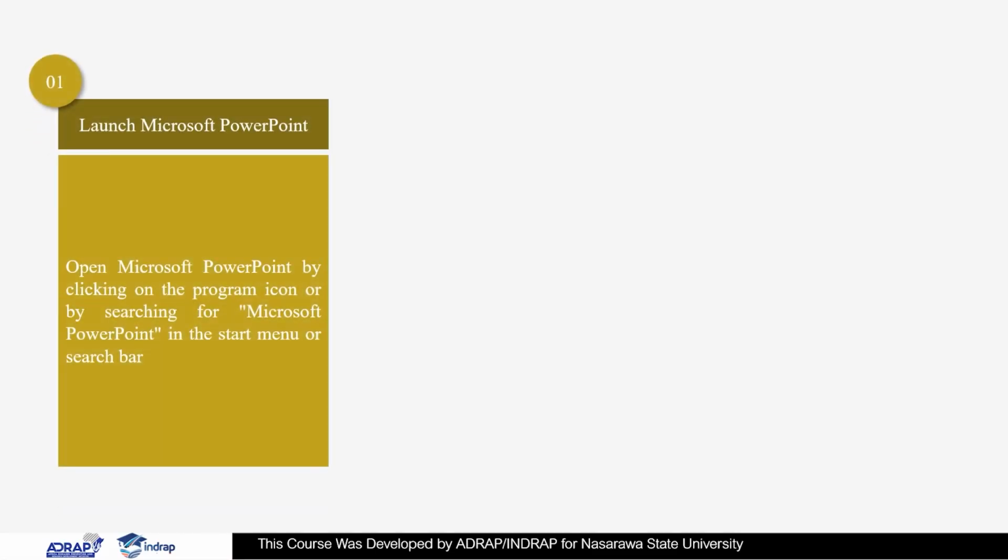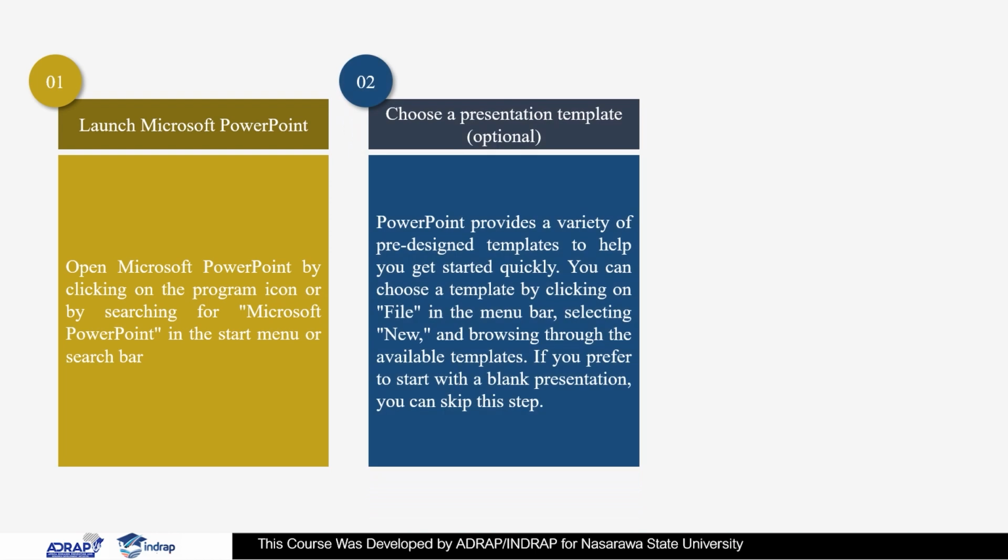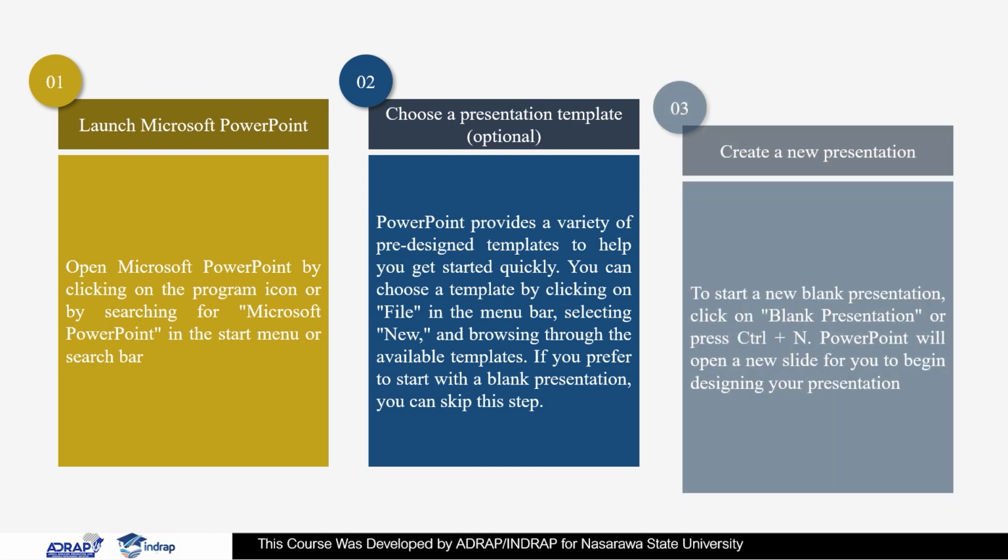Launching PowerPoint. Open Microsoft PowerPoint by clicking on the program icon or by searching Microsoft PowerPoint in the Start menu or search bar of your computer. Choosing a presentation template. PowerPoint provides a variety of pre-designed templates to help you get started quickly. You can choose a template by clicking on File in the menu bar, selecting New, and browsing through the available templates. If you prefer to start with a blank presentation, you can skip this step.